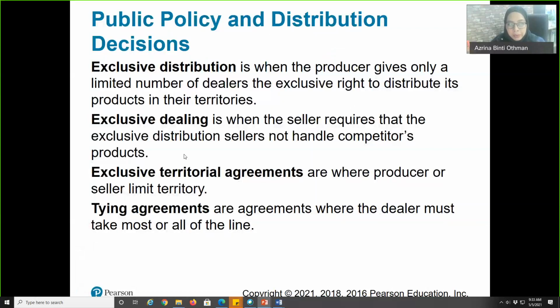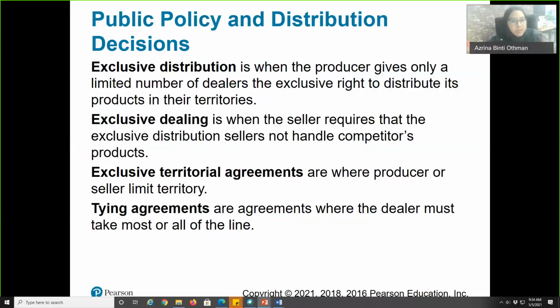Okay, dia ada a few public policy yang you kena ambil tahu. Okay, kita ada exclusive distributions, exclusive dealing, exclusive territorial agreements, tying agreements. What is exclusive distribution? When the producer gives only a limited number of dealers the exclusive right to distribute its product in their territories. Okay, ini biasanya exclusive distributions.